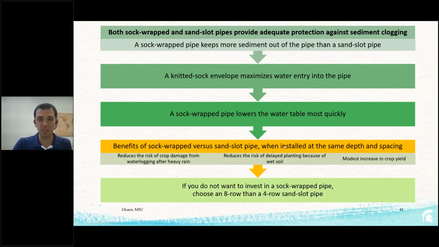And after this, if you cannot or don't want to invest in that faster system, then between the two options of 8-row and 4-row, the best one is the 8-row. It's still much faster than the 4-row. This is the tip that I mentioned I'm going to explain.